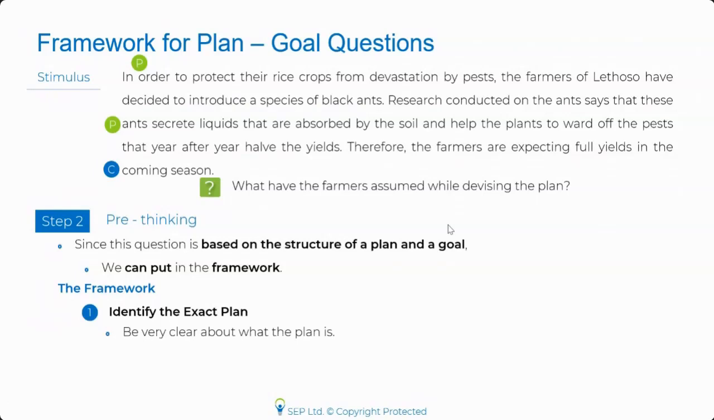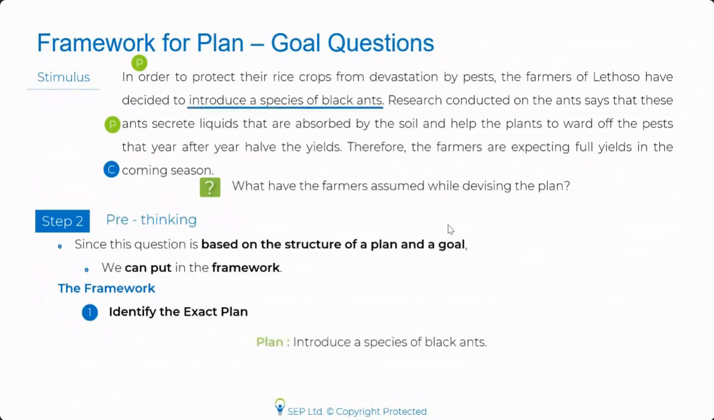Sometimes, especially for difficult questions, there might not be clarity about what the plan is. There might be a long sentence which contains the plan, but the exact plan is just about 3-4 words. So you've got to be very concise. If you want, you can jot down the plan in a short phrase, especially during the learning phase. So the first step in the framework is to identify the exact plan.